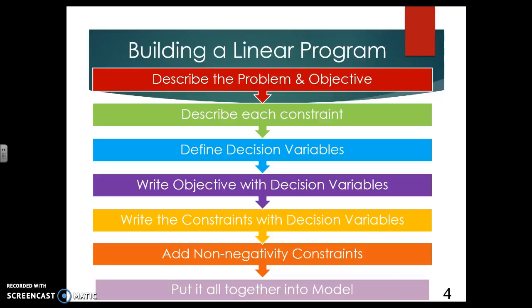Here's the basic concept and process that we are going to go through. Step 1, describe the problem and their objective. So this will start as a word problem. And how do we actually flesh out all of the different pieces? So you have to figure out what are each constraint, what are the decision variables. So here DV means a different thing than regression. Similar but totally different ideas, so keep that in mind. Then we will write the objective with the decision variables, write the constraints with the decision variables, add non-negativity constraints, and put it all together.